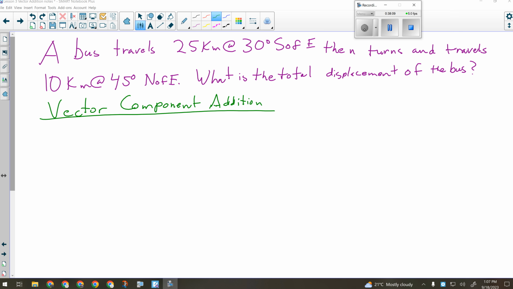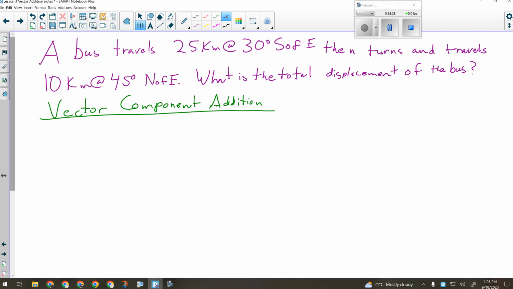Once we break down all of our vectors into their components, their x's and y's, we now have positive and negative values that we can put together to get a picture of the whole trip. Okay, so we'll use this one as our first example. So first I want to draw the tail to head vector diagram for this situation. So I'll start out with the bus travels 25 kilometers at 30 degrees south of east.